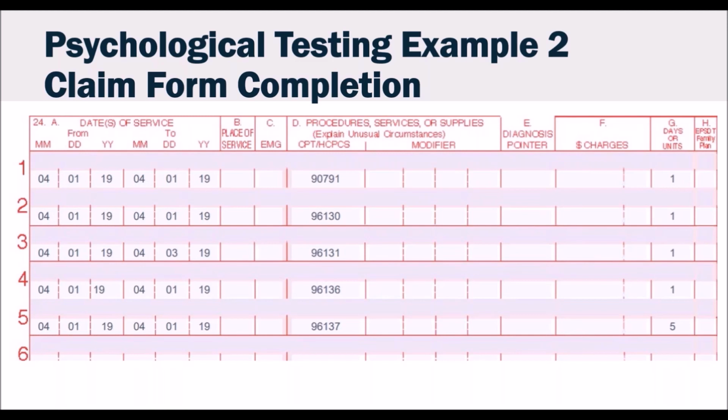And then the testing and scoring are billed using the 96136 base code for 1 30-minute unit and 96137 for 5 additional 30-minute units to capture the entire 3 hours of testing and scoring.